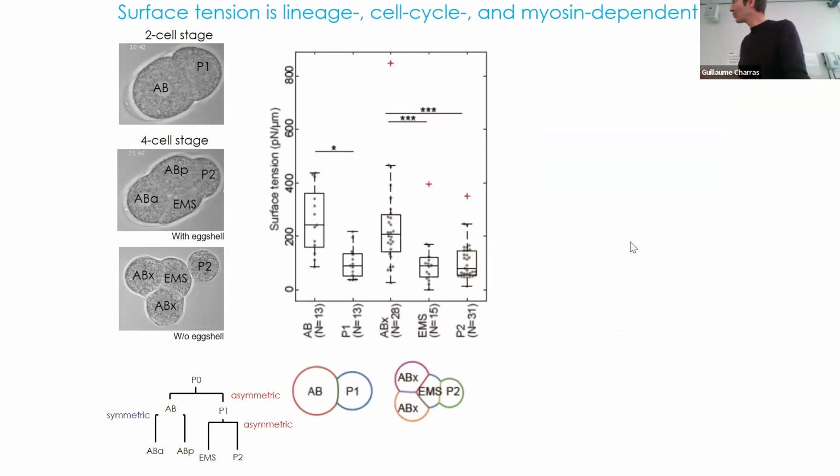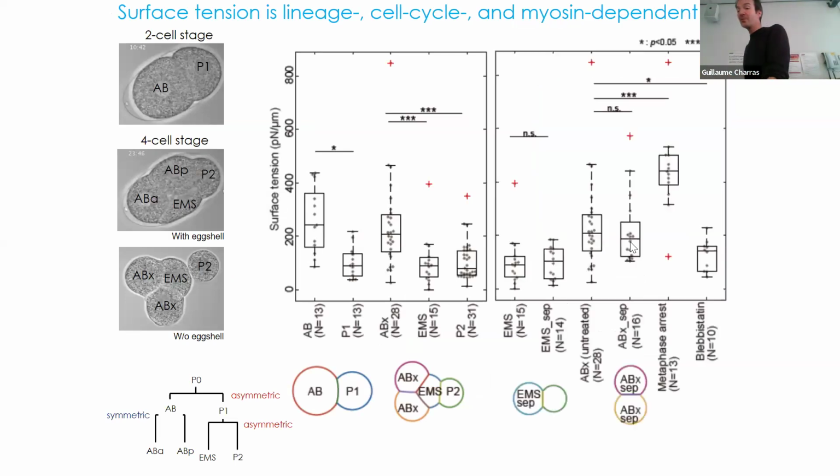With that, you can draw a panorama of the surface tension in the cells of the embryo. What you can see is that cells of the AB lineage have a higher surface tension than cells of the P lineage, so P1 and its descendants, EMS and P2. The surface tension depends on the cell cycle. If you block cells in metaphase, they have a much larger surface tension than when they're in interphase. And if you block myosin contractility, they have a lower surface tension. So it mirrors what we know about mammalian cells.